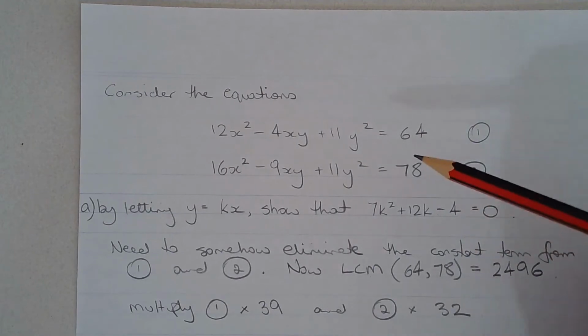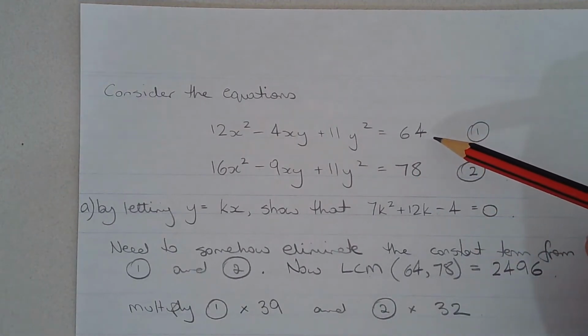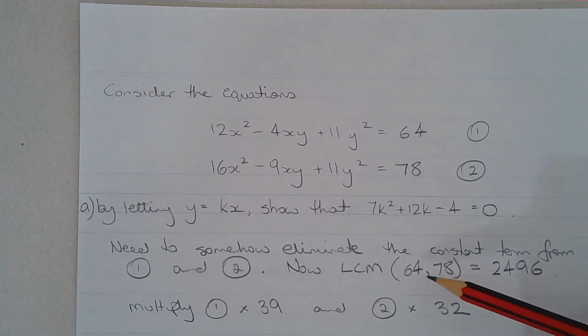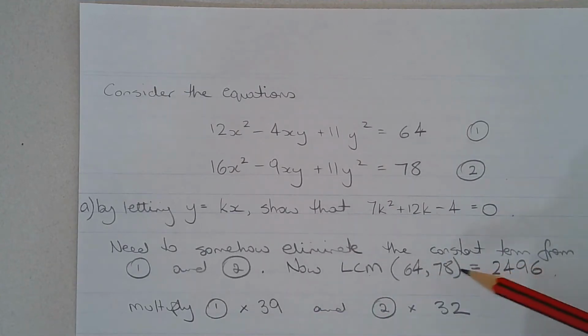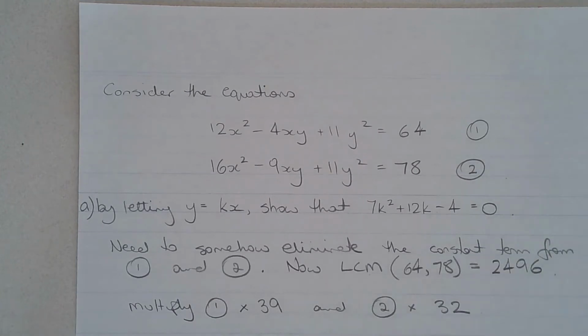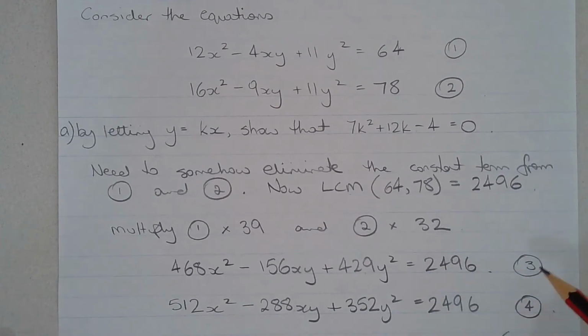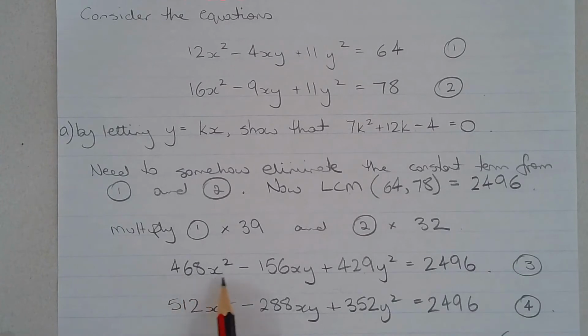So what we're going to do is multiply the first equation by 39 and the second equation by 32. How do I work that out? Well, 2,496 divided by 64 gives you 39, and 2,496 divided by 78 gives you 32. So we form two new equations, equations 3 and 4. Multiplying equation 1 by 39, we get 468x squared minus 156xy plus 429y squared equals 2,496, and 512x squared minus 288xy plus 352y squared equals 2,496.